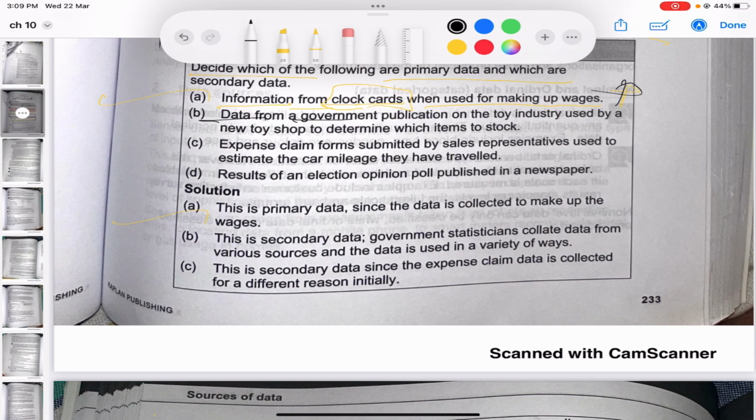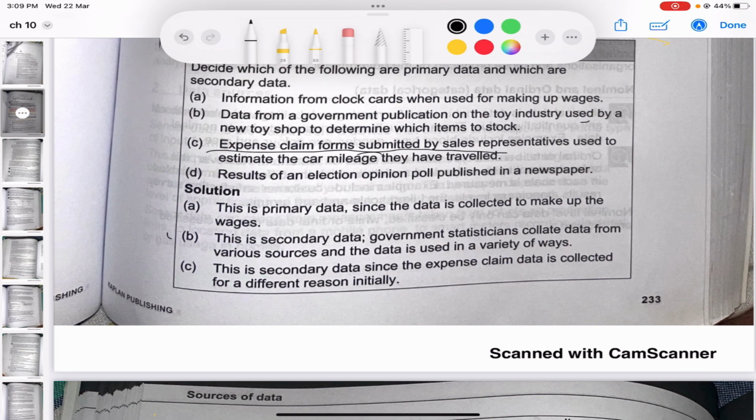Data from a government publication on the toy industry used by a new toy shop to determine which items to stock. Again, what did we talk about it? Government data are secondary because they collect data from various things. So this is secondary data. Government statisticians collate data from various sources and the data is used in a variety of ways.